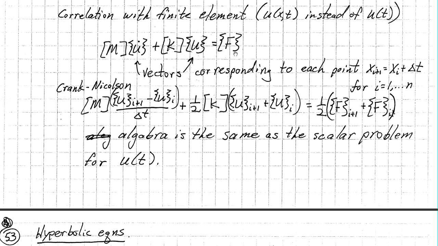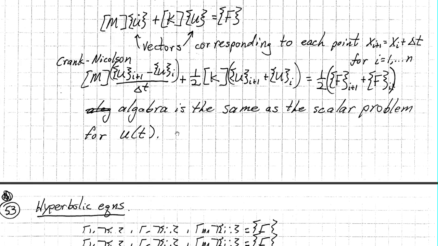So for Crank-Nicholson, what we do is we take this rate here based on the difference in two time steps of your solution over delta t. The 1/2 is due to alpha equals 1/2, and here's the two time steps. Here's your forcing function. This is solved exactly the same way as the scalar problem. So we just solve for this vector at the future time step i plus 1.